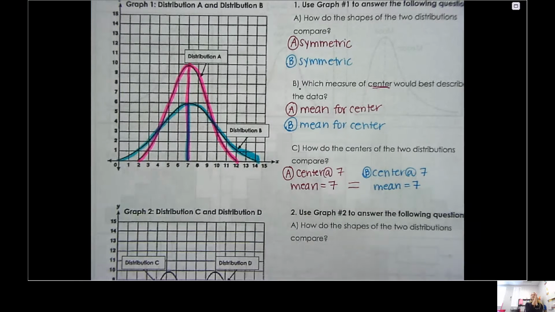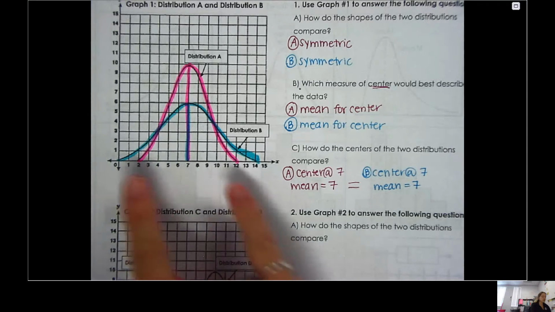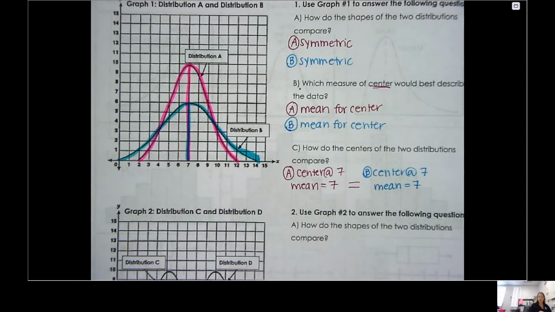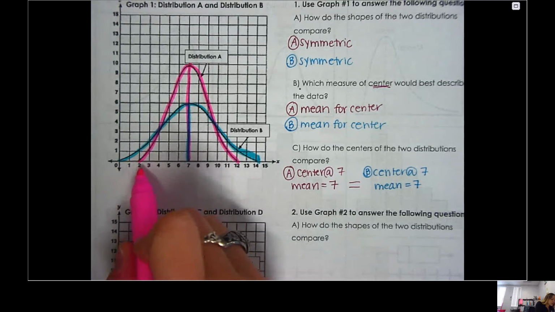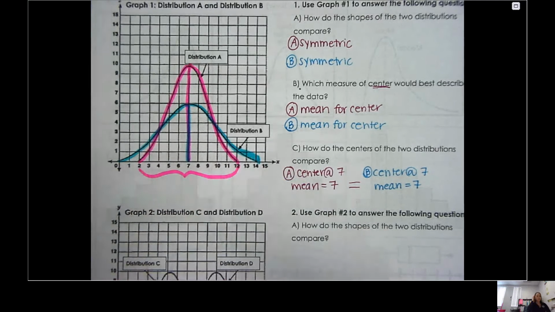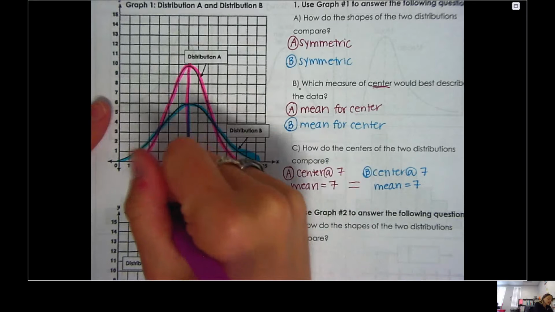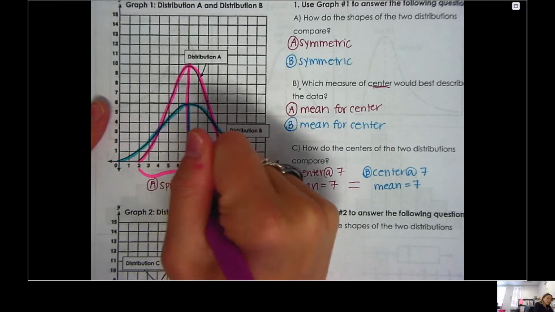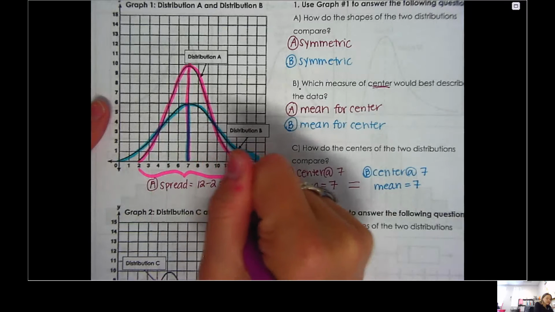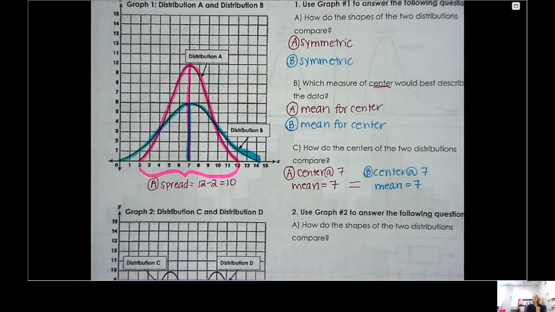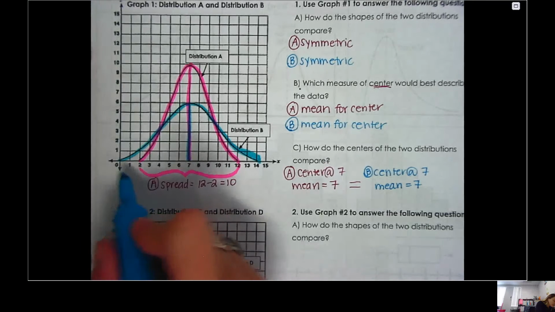Spread means where do you start, where do you end, and how far does that go on the x-axis? How much space do you have between the two? So if we just look at the pink one right here, the pink one starts at what? 2, and it goes all the way to what? 12. So in total, what is that spread? 10. From 2 to 12, that is 10 places. Good. So your spread for letter A is 12 minus 2, which is 10.